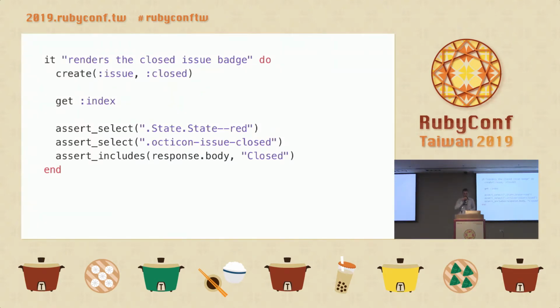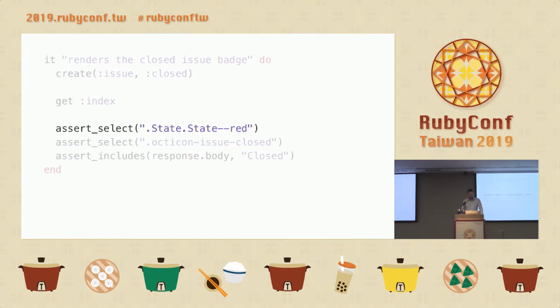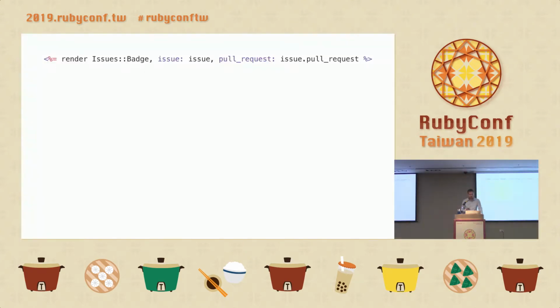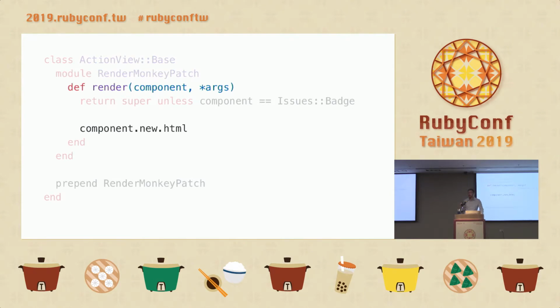This next test is for a closed issue, which should have a red background, closed icon, and a closed label. So let's run it. And it looks like we're missing that state in our template. So let's go back and update it. Now, while we're already passing the issue into our component, we aren't doing anything with it yet. So let's change it. To do that, we're going to need to take our monkey patch and take those arguments and pass them into our component's initializer.